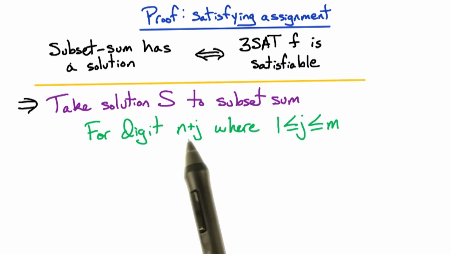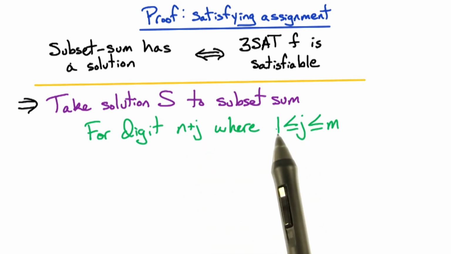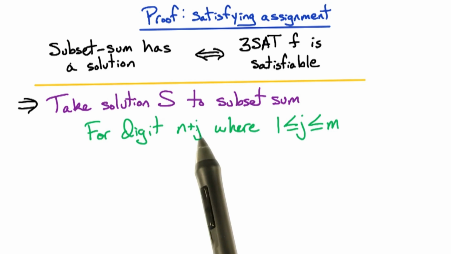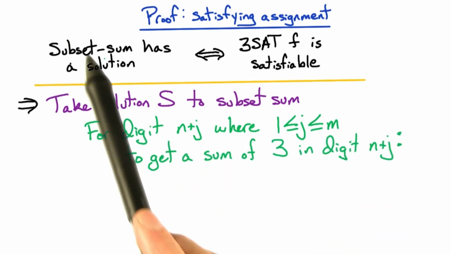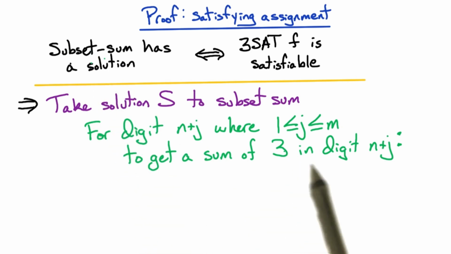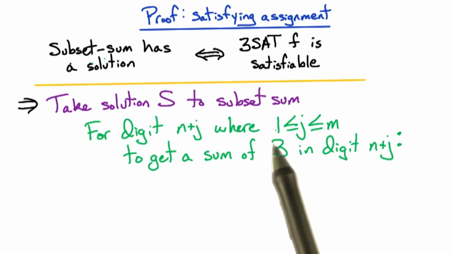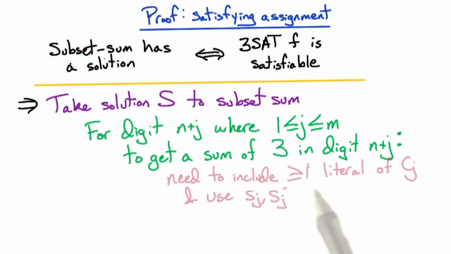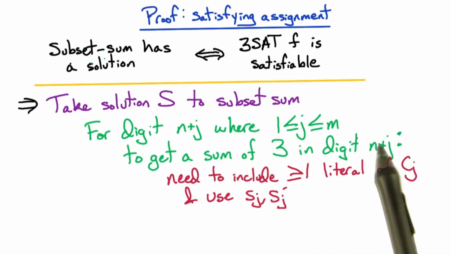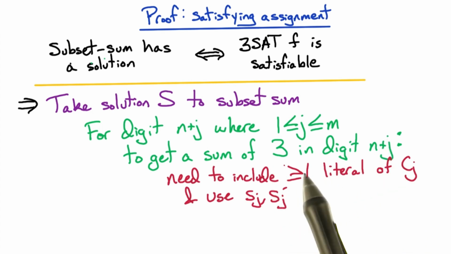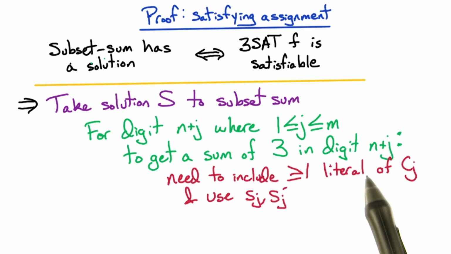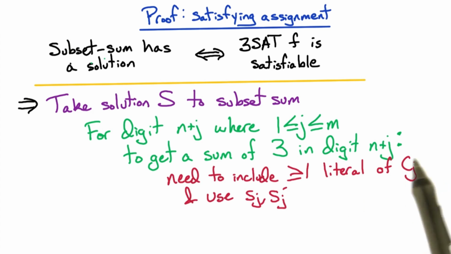So let's look at digit n plus j, where j varies between 1 and m. So digit n plus j corresponds to clause cj. In our definition of the subset sum instance, we put a 3 in digit n plus j of t. So we need to achieve a sum of 3 in digit n plus j. In order to get a sum of 3 in digit n plus j, we have to include at least one of the numbers corresponding to the literal appearing in clause cj.